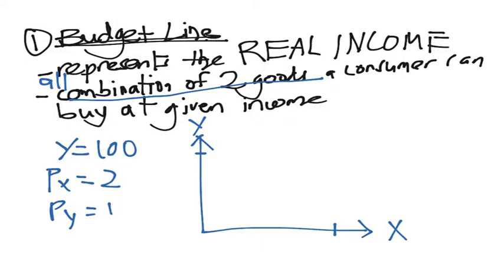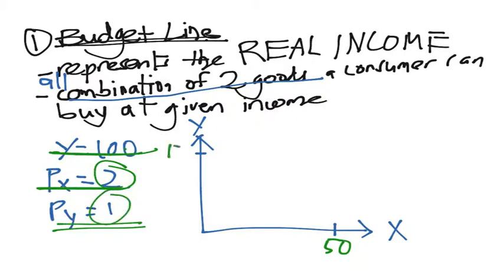As an example, let's say the consumer's income is 100 ringgit, the price of X is 2 ringgit and the price of Y is 1 ringgit. Now if the consumer uses all his income to buy good X, how much X can he buy? 50, right? If the consumer uses all his income to buy good Y, how much Y can he buy? 100 divided by 1, which is 100, right? So with the given income of 100 ringgit, the consumer can buy the combination of products on the budget line, the green line over here.